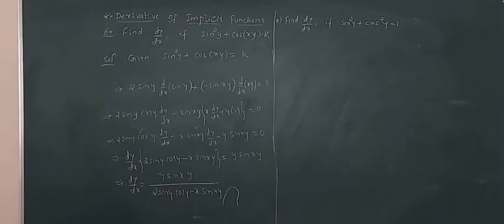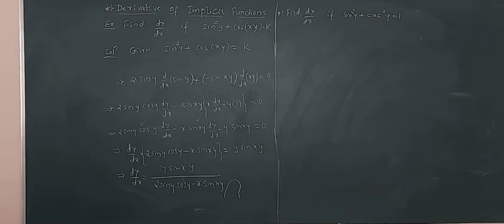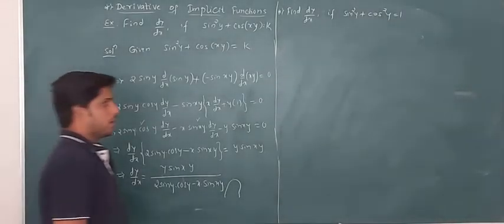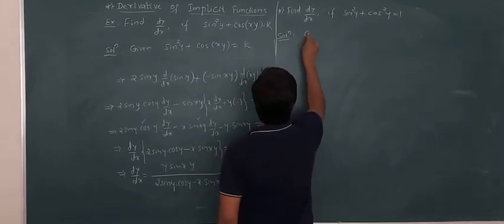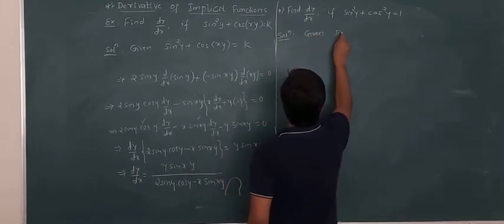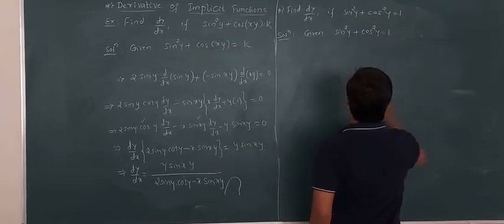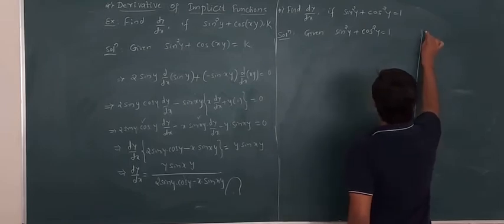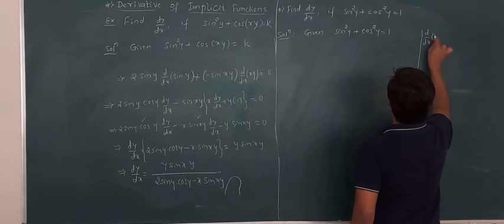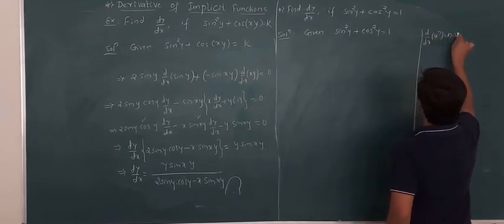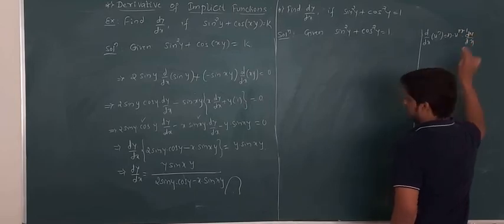Consider next example. Find dy by dx if sin square y plus cos square y is equal to 1. Solution. Here it is also an implicit function. So here given is sin square y plus cos square y is equal to 1. Again by using the formula d by dx of u to the power n is equal to n into u to the power n minus 1 into du by dx.